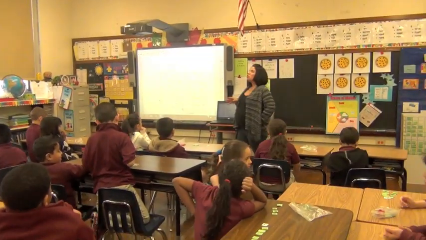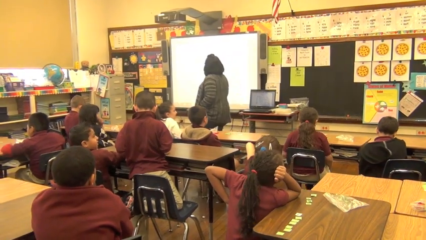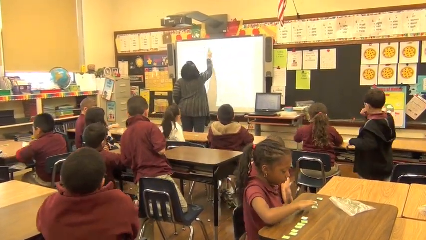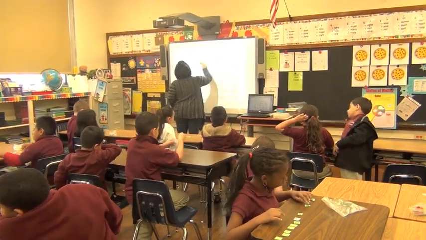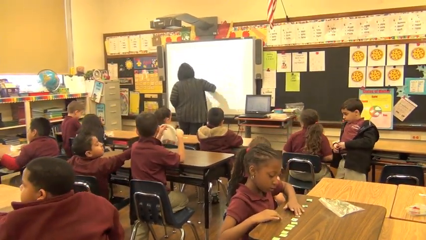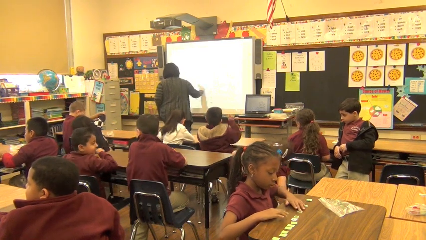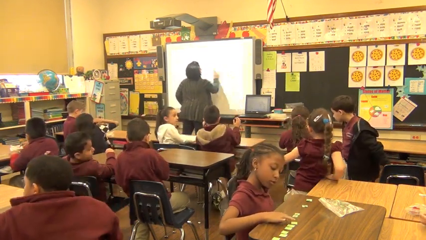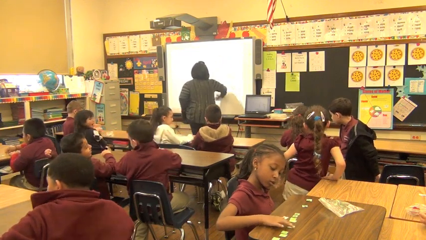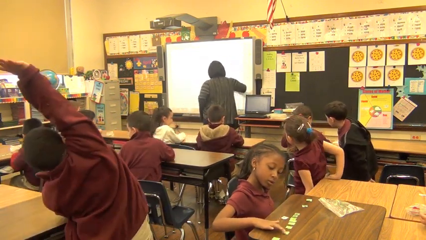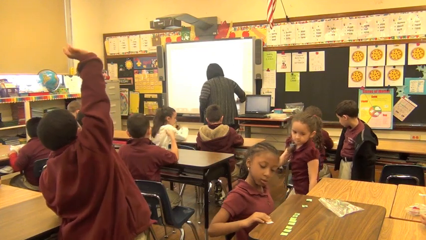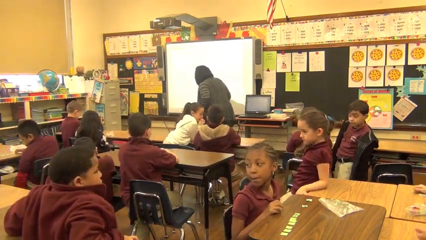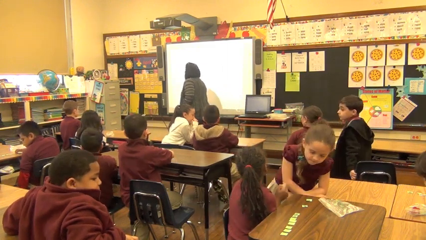Let's do 2 10 6. We'll keep it simple. Let's do 2 10 6. We'll end it that way. What would be my problem? Show me my combination for 2 10 6. Look at your tens. Ones. 2 10 6.